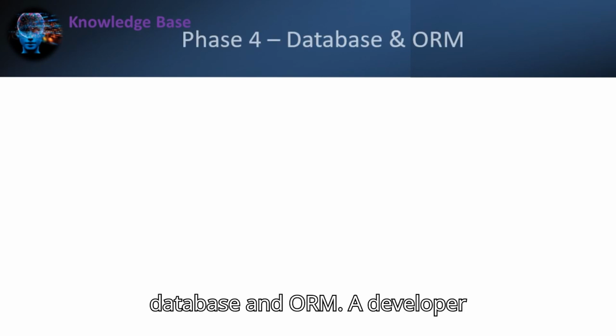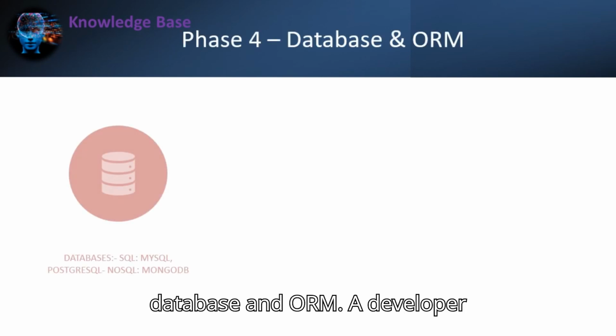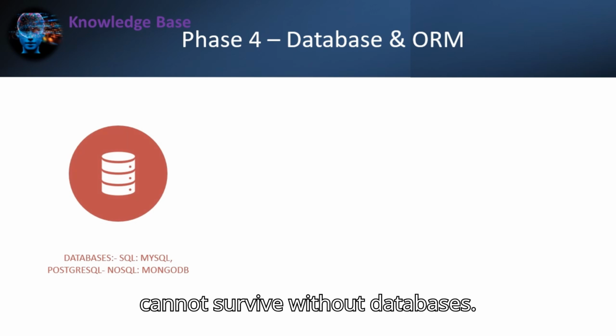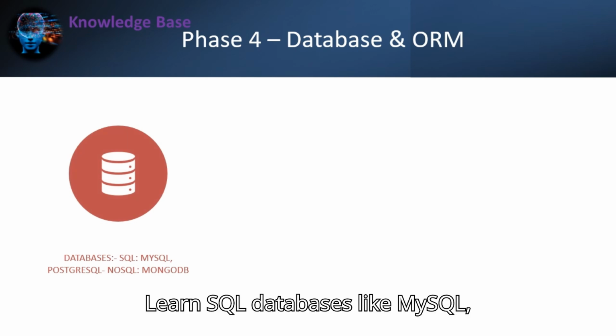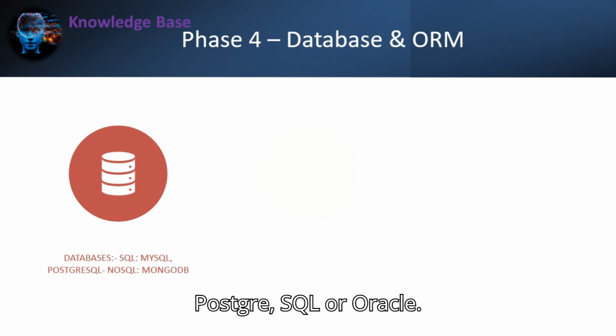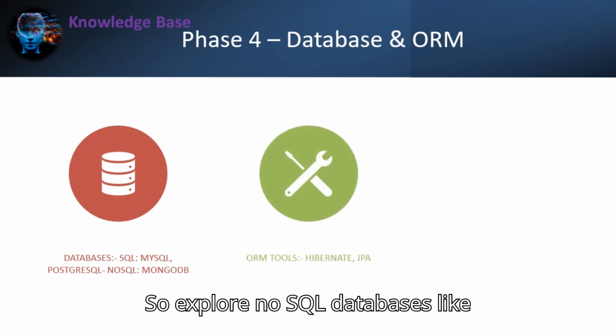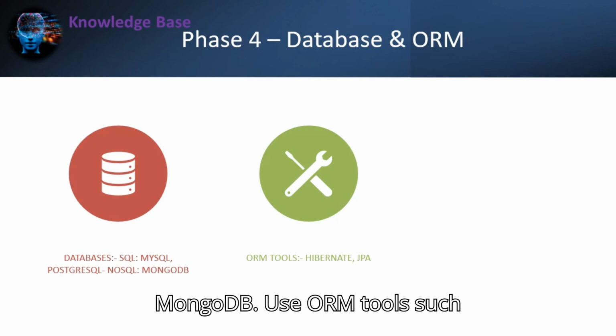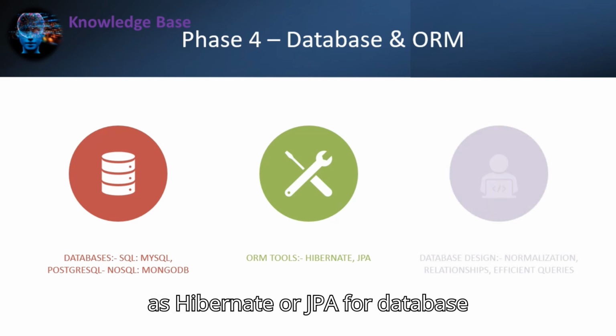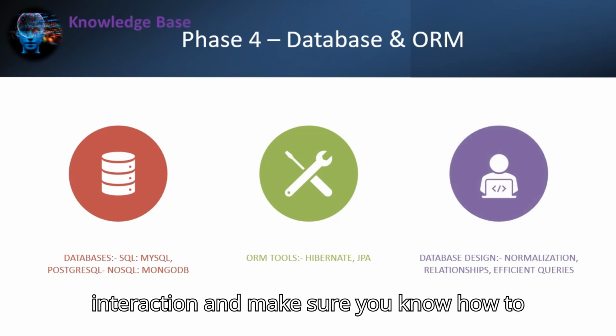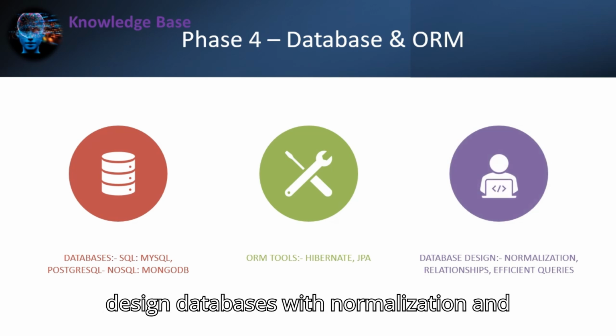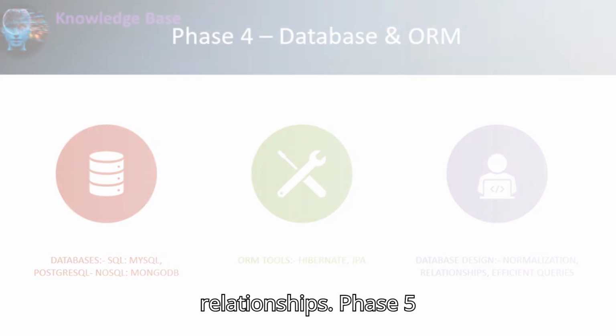Phase 4. Database and ORM. A developer cannot survive without databases. Learn SQL databases like MySQL, PostgreSQL, or Oracle. Also explore NoSQL databases like MongoDB. Use ORM tools such as Hibernate or JPA for database interaction. And make sure you know how to design databases with normalization and relationships.